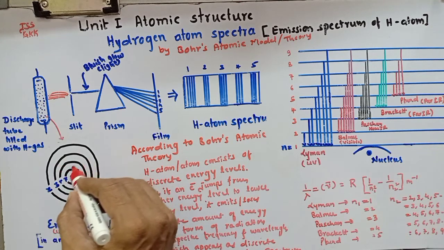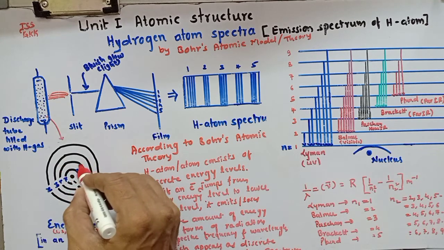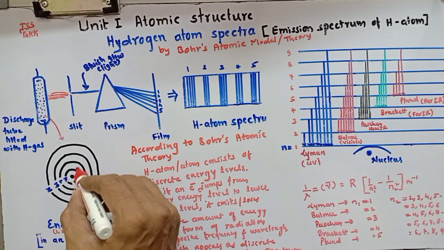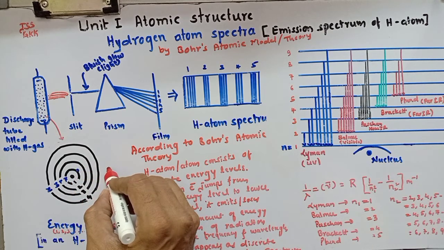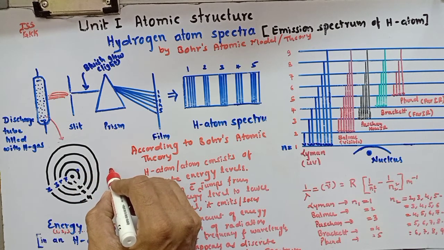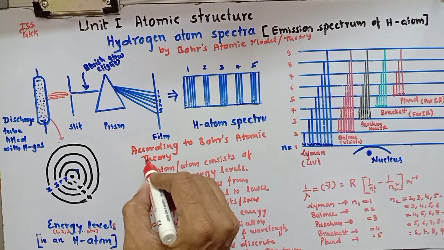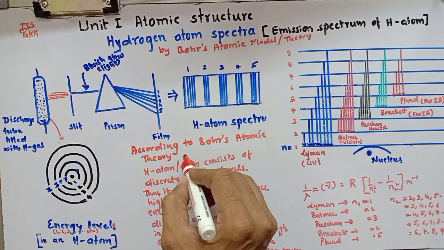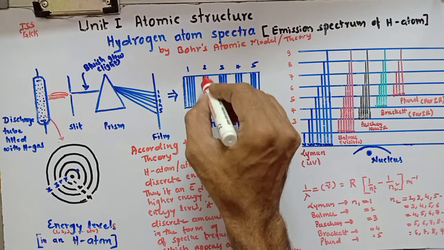Because of the presence of discrete energy levels, when the electron jumps from a higher energy level to a lower energy level, there is emission of a discrete amount of energy in the form of radiation of a particular frequency and particular wavelength, which appears as a separate or discrete spectral line.